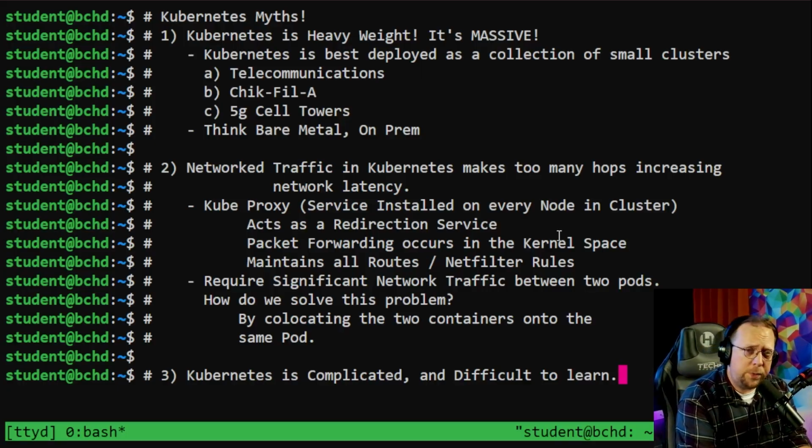I'll be one of the first people to tell you that if an idiot like me could figure it out, anyone can. And I mean that very sincerely. Here's the deal. Kubernetes actually simplifies a lot of things.